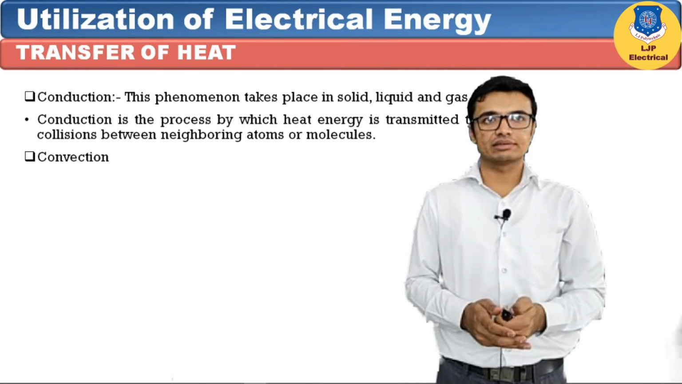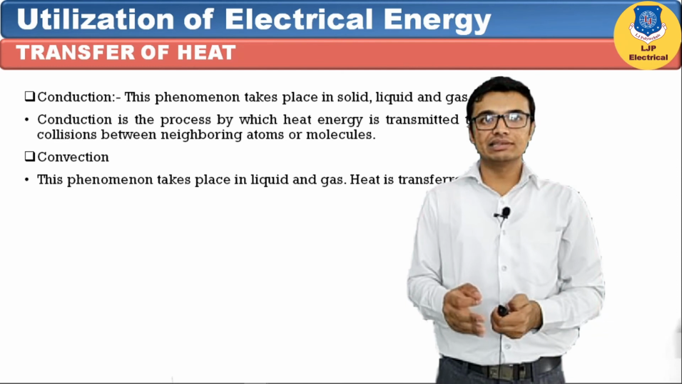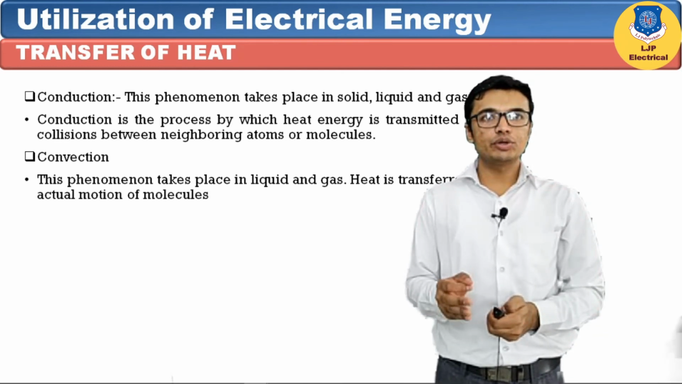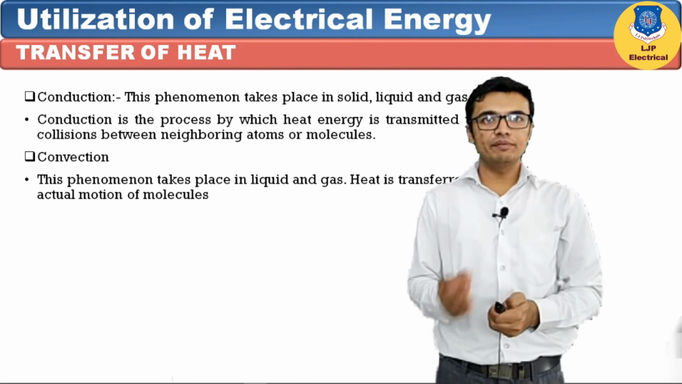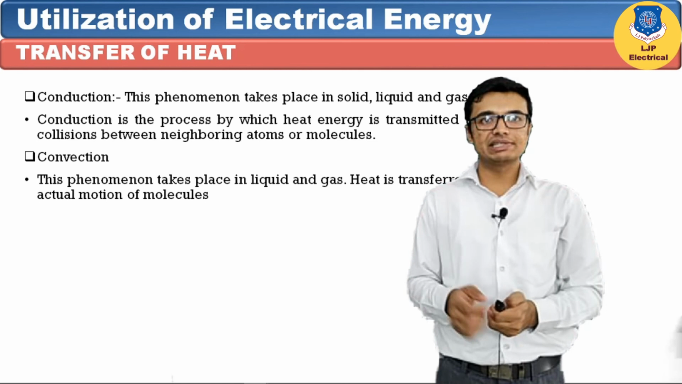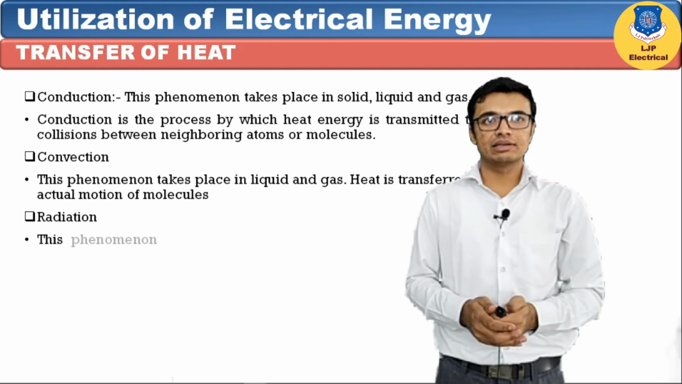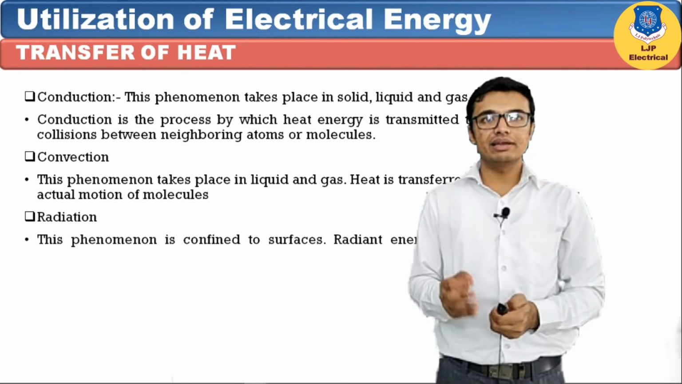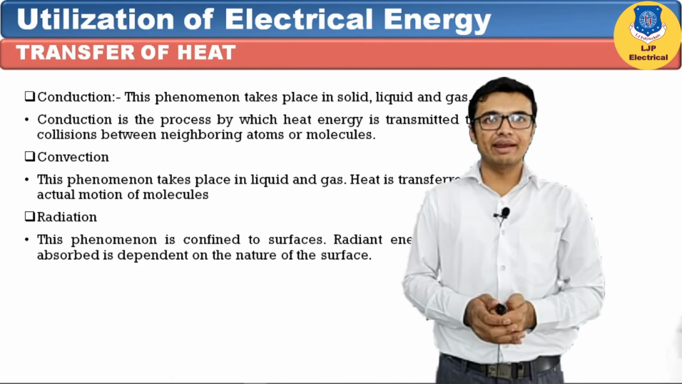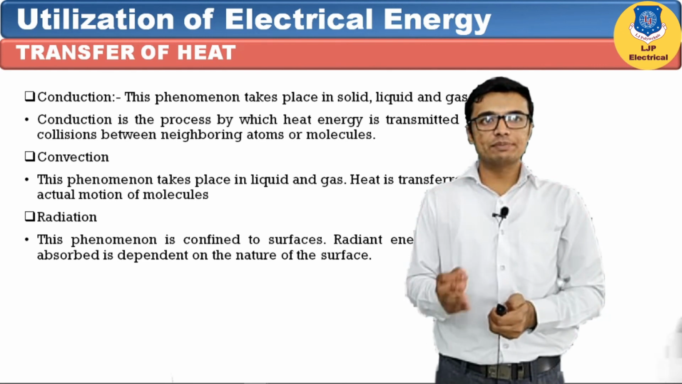Next one is convection. This phenomenon takes place in liquid and gas. In this heating, heat is transferred due to actual motion of molecules. This phenomenon generally occurs in liquids. If we heat some particles of the liquid, then the liquid will change its place due to the convection principle. And the last one is radiation, and this phenomenon generally occurs in air or gas. It has a confined surface, and the radiant energy emitted or absorbed depends on the nature of the surface.